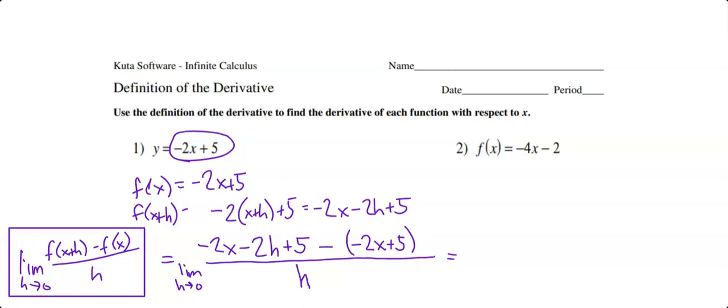I've got negative 2x minus a negative 2x. That cancels. I've got negative 2h and no other h's. And then I've got a 5 minus a 5. So I'm left with negative 2h over h. The h's cancel, and then my answer is just negative 2.